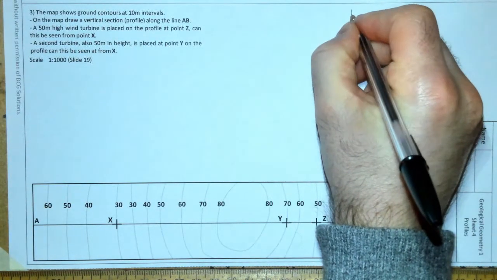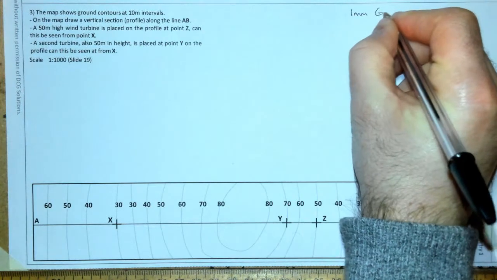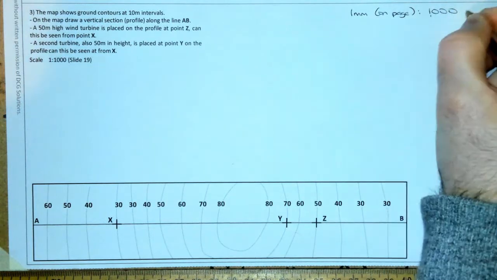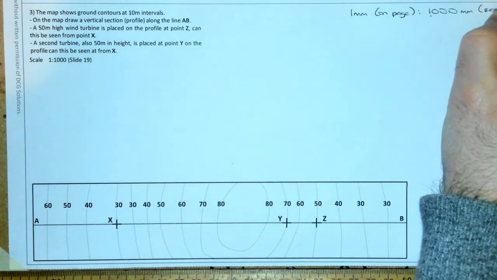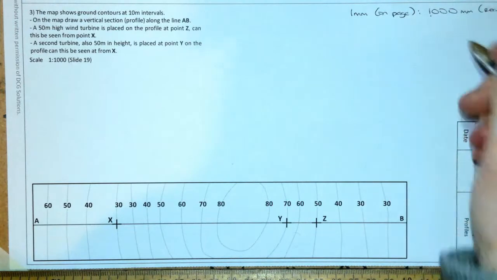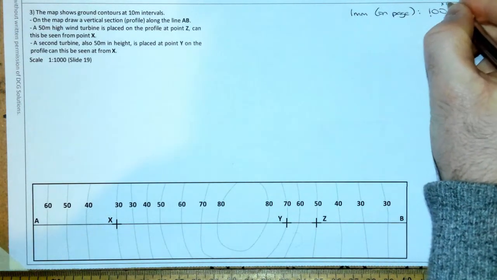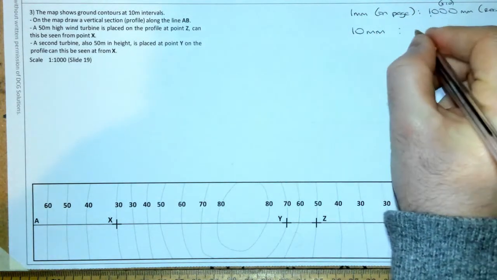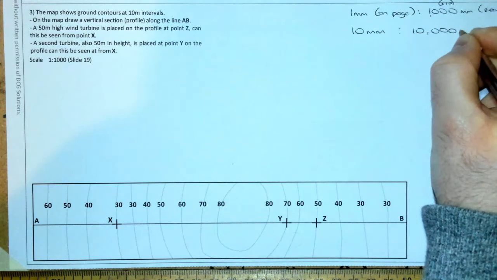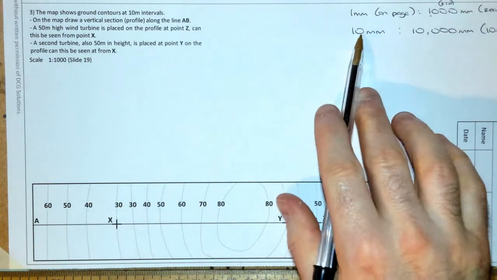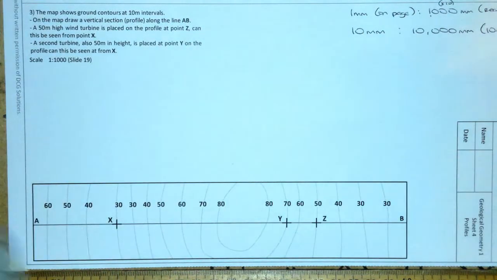Therefore 1 millimeter on the page is equal to 1000 millimeters in reality. And the gaps between our contours is 10 meters. So to work up to 10 meters here, multiply this by 10, which means I multiply this by 10. So 10 millimeters on our page is equal to 10,000 millimeters in reality, and we know that's equal to 10 meters. So our magic number is obviously 10 for doing our profile.